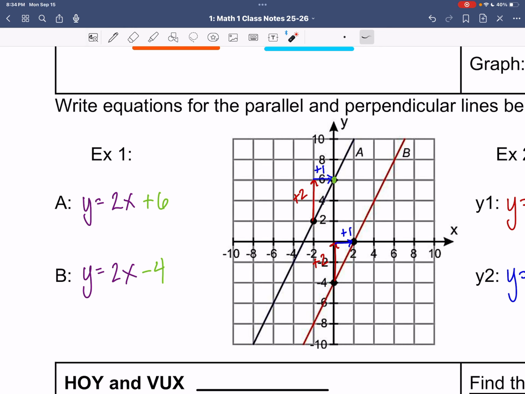Now, let's look here. I started at -4, and I'm going to go up 2 and to the right 1. So again, it doesn't matter if you go up 2 or if you go down and over, as long as it's a continual right triangle. But this is +2 over +1, which gives you 2. So I know these are parallel because they have the same slope but different y-intercepts.